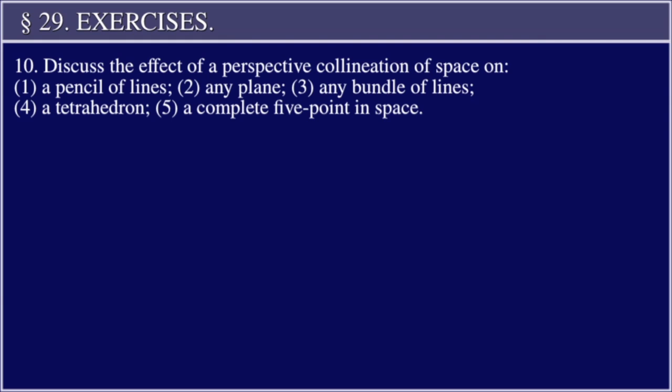10. Discuss the effect of a perspective collineation of space on 1. A pencil of lines, 2. Any plane, 3. Any bundle of lines, 4. A tetrahedron, 5. A complete 5-point in space.